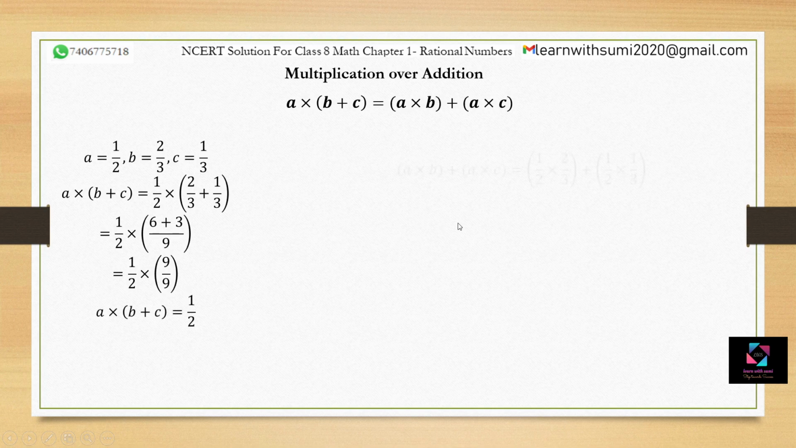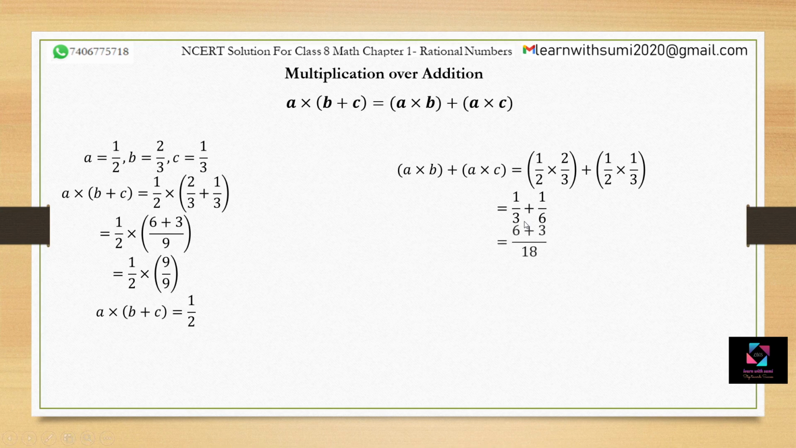For RHS, a into b plus a into c is equal to 1 by 2 into 2 by 3 plus 1 by 2 into 1 by 3, that is also equal to 1 by 3 plus 1 by 6. Now when you cross multiply, you'll get 6 plus 3 divided by 18, which is also equal to 1 by 2. 9 ones are 9, 9 twos are 18. You can see that LHS is equal to RHS. So multiplication over addition holds good for distributive property since it satisfies the condition.